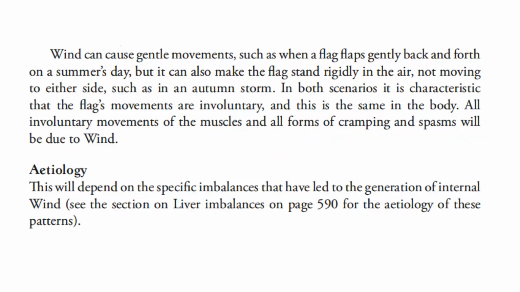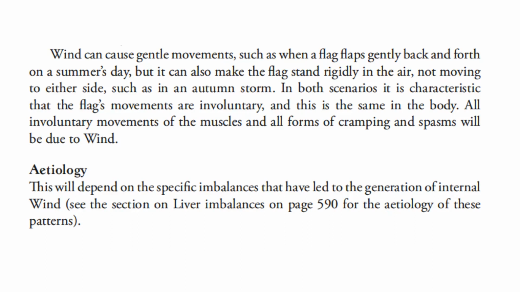Wind can cause gentle movements, such as when a flag flaps gently back and forth on a summer's day. But it can also make the flag stand rigidly in the air, not moving to either side, such as in an autumn storm. In both scenarios, it is characteristic that the flag's movements are involuntary, and this is the same in the body. All the involuntary movements of the muscles and all forms of cramping and spasm will be due to wind.